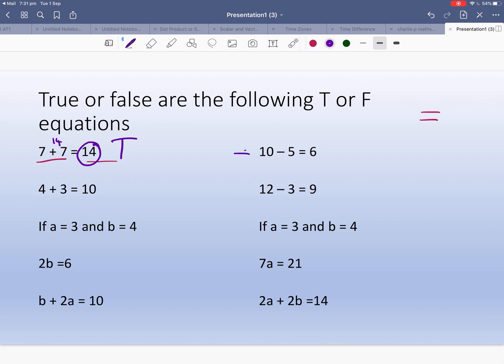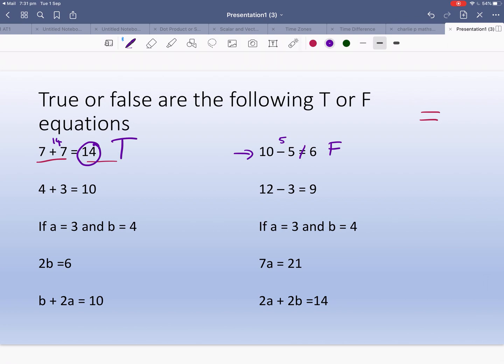Now, let's look at this one. 10 minus 5, I think 10 minus 5 is 5. That's not equal to 6, so therefore it's false. Why don't you pause the video and see if you can do it quicker than me.